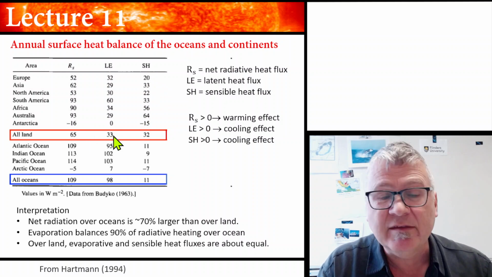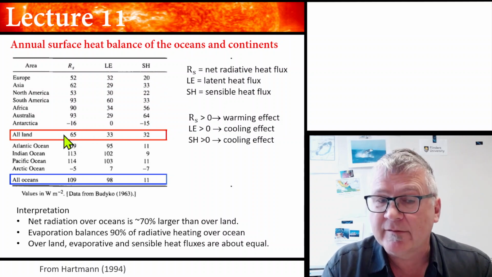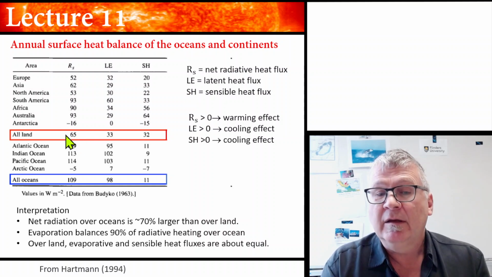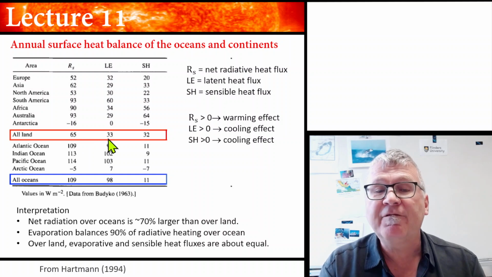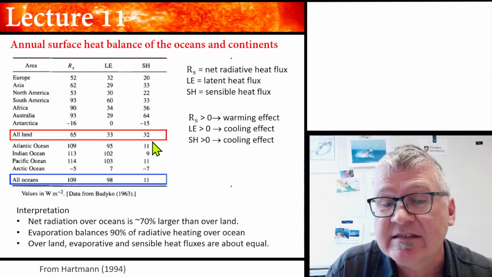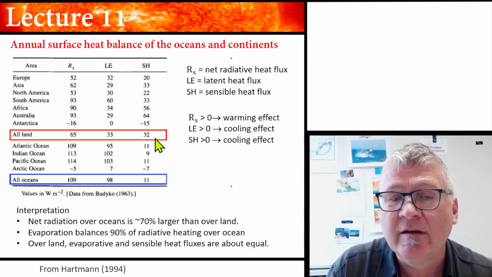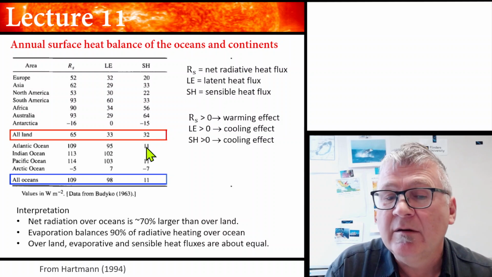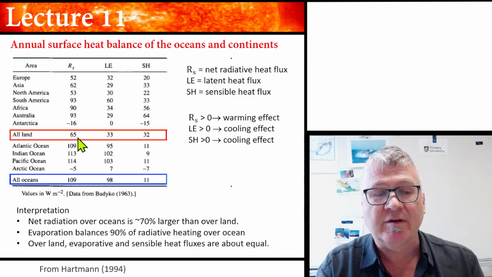So if you compare this now, you can see that the radiation gives you a warming effect, all land, on its own, but it's compensated half by the latent heat flux and half by the sensible heat flux. So that's over land, sensible heat flux and latent heat flux. Both together balance the surplus of radiation that you get.